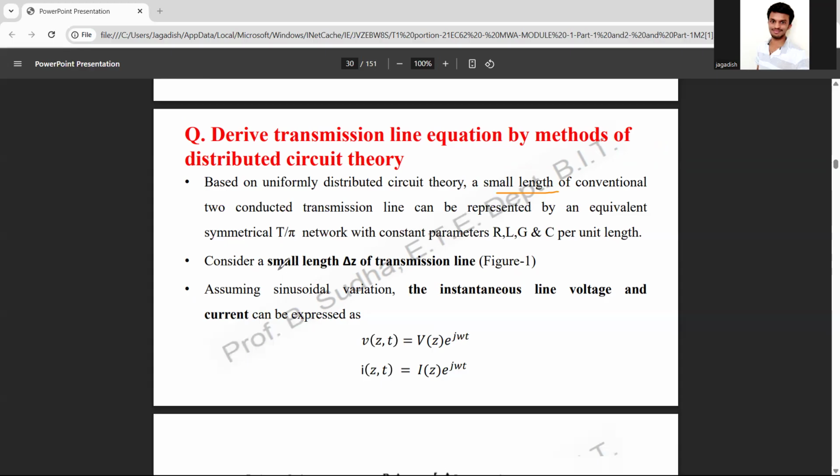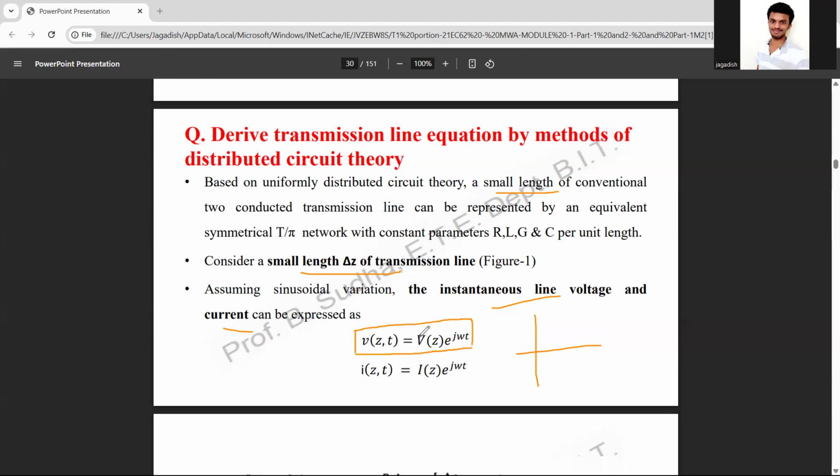Okay. Consider a small length delta Z of a transmission line, assuming sinusoidal variation, the instantaneous line voltage and line current. So we are assuming that the transmission line equations follow the sine wave convention. What will be the voltage and the current, the instantaneous line voltage and instantaneous current? That expression we will be denoting using v of z comma t.